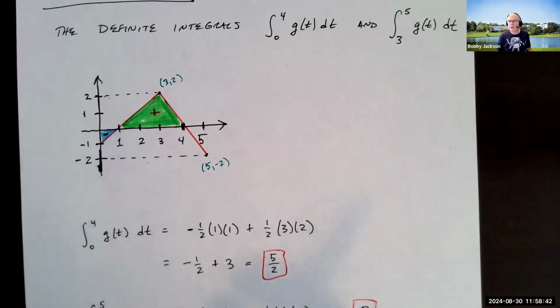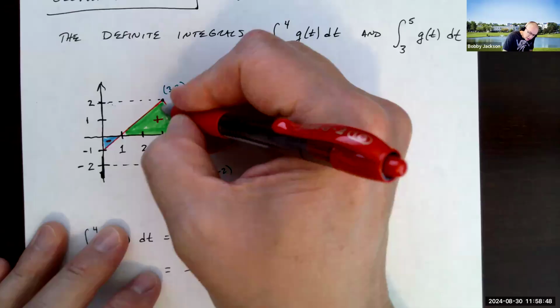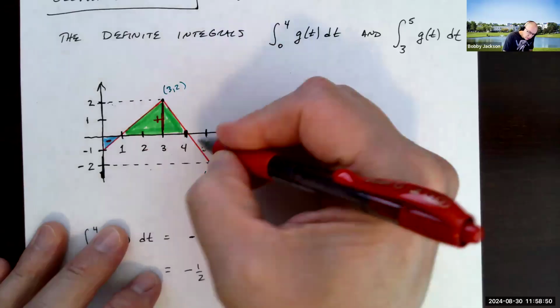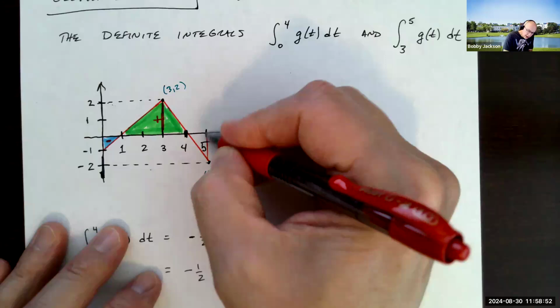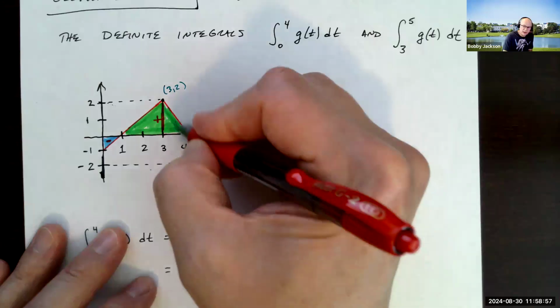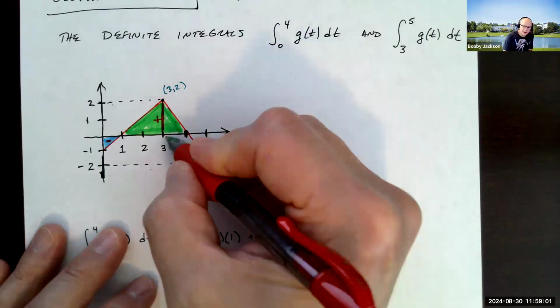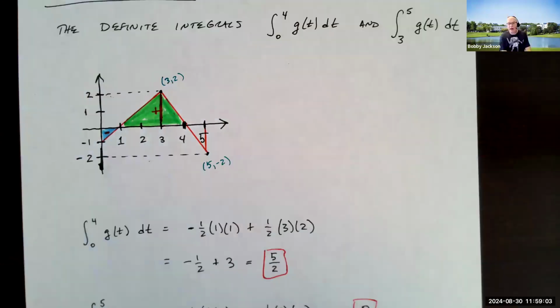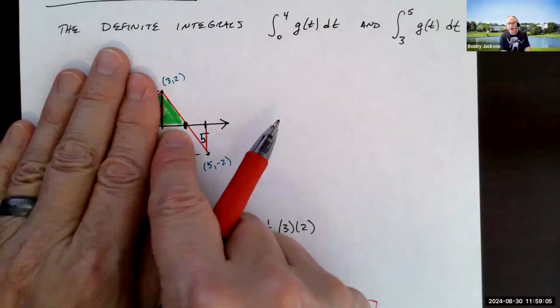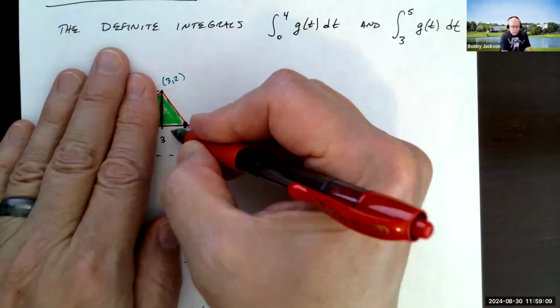The second one is the integral from 3 to 5. So now we start at 3. Let me just draw a line down here. We start at 3 and go up to 5. Well, if you look from 3 to 4, we have this triangle above the x-axis with a base of 1 and a height of 2. So we're going to account the area of that triangle as positive. 1/2 times 1 times 2 is just 1. The area of this triangle is 1.